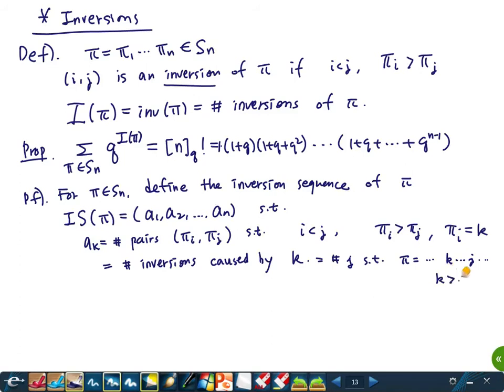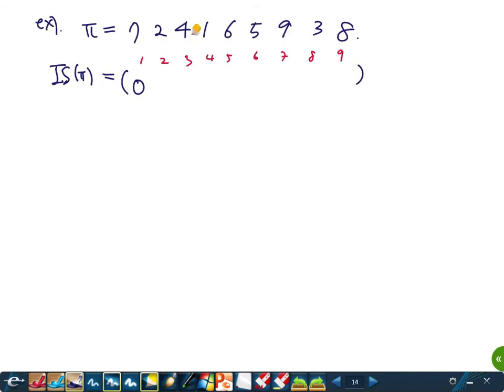While k is greater than j. This is what I meant. Yeah, you can reverse the order, but yes, let me just stick to this notation. So, okay, yeah, this is always 0.